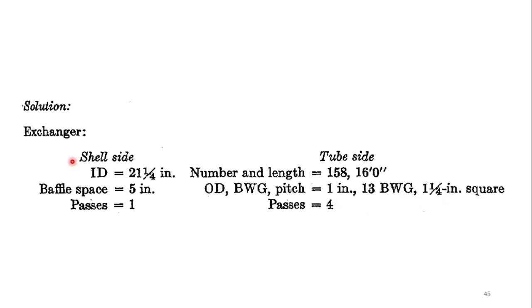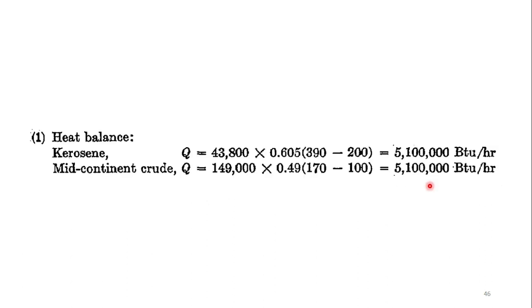So the shell side configuration and the tube side configuration are given in the question statement. First you need to perform the heat balance, and after performing the heat balance you will get that the rate of heat transfer for the hot and the cold stream are the same. It means that the amount of heat released by the hot stream is equal to the amount of heat absorbed by the cold stream.